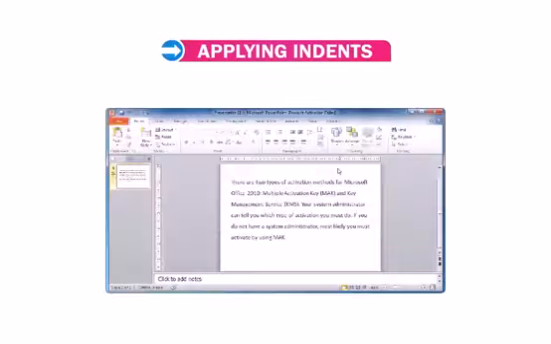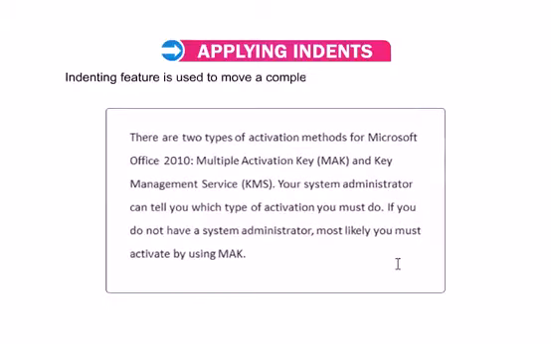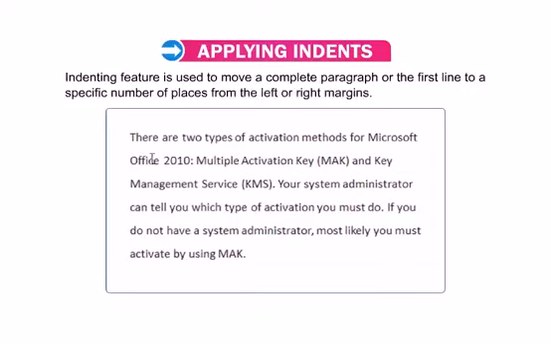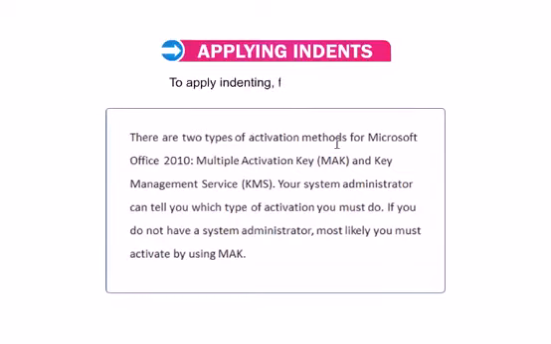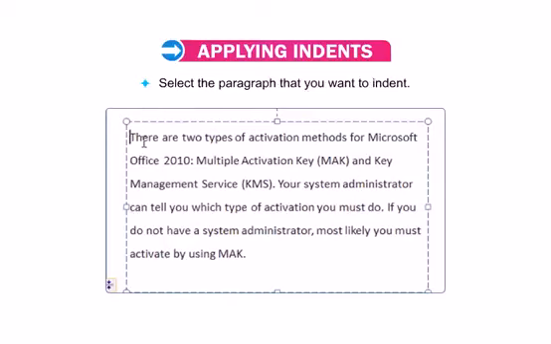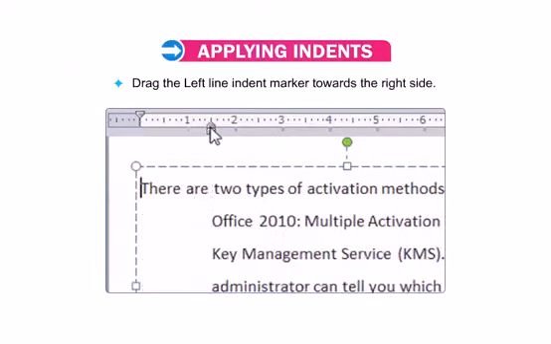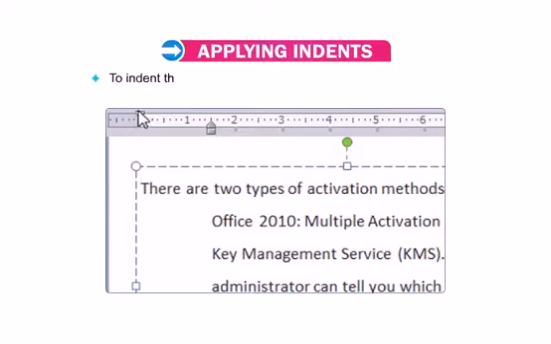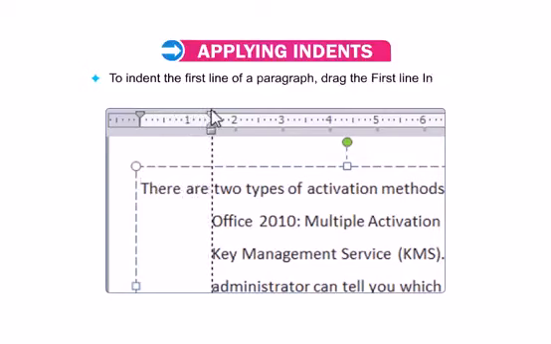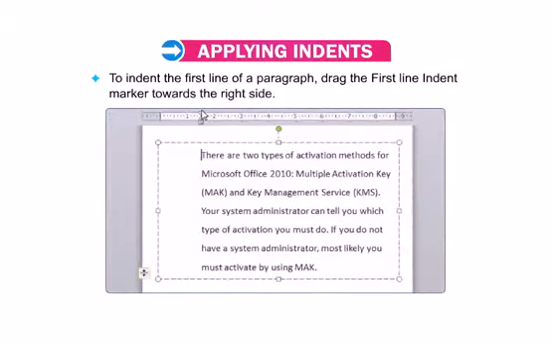Now let us learn an important feature in PowerPoint, that is applying indents. Indenting feature is used to move a complete paragraph or the first line to a specific number of places from the left or right margins. To apply indenting, follow the given steps. Select the paragraph that you want to indent. Drag the left line indent marker towards the right side. It will increase the indentation. To indent the first line of a paragraph, drag the first line indent marker towards the right side.